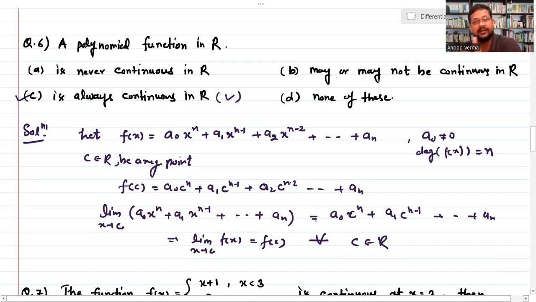So एक polynomial function हमेशा एक continuous function होता है. Okay. You can also say it is differentiable too, but continuity remains consistent.